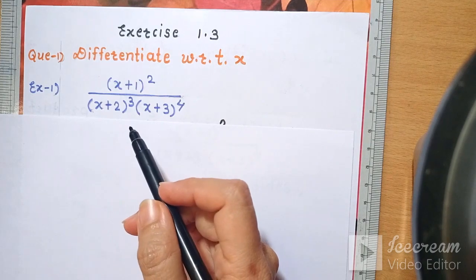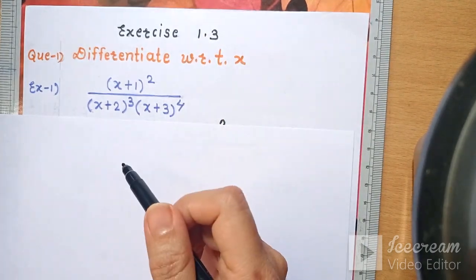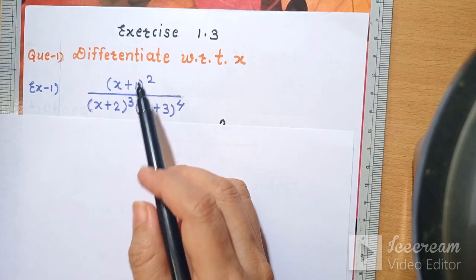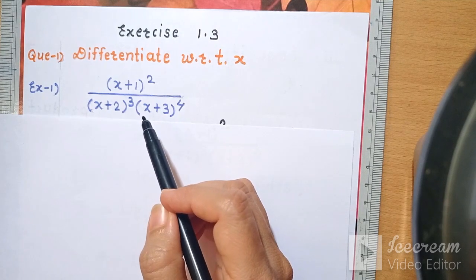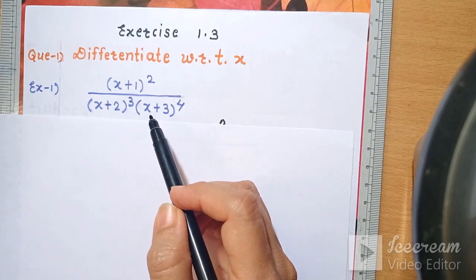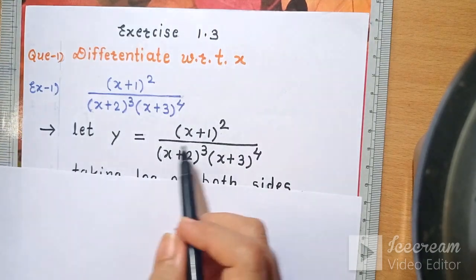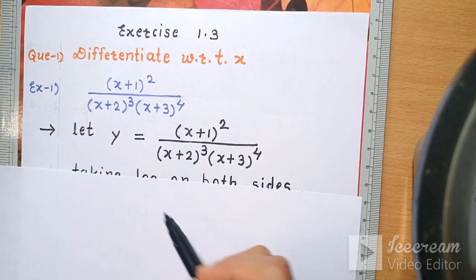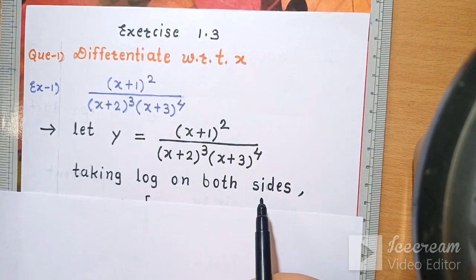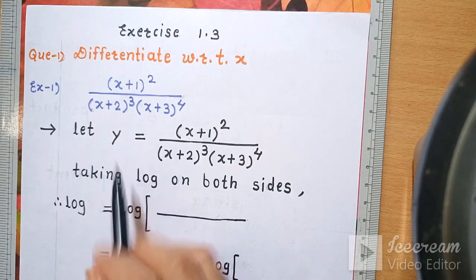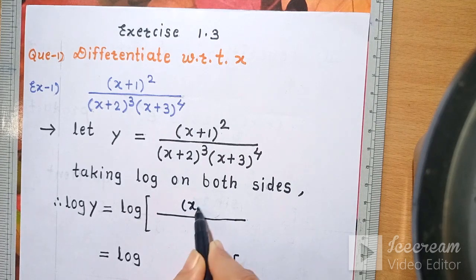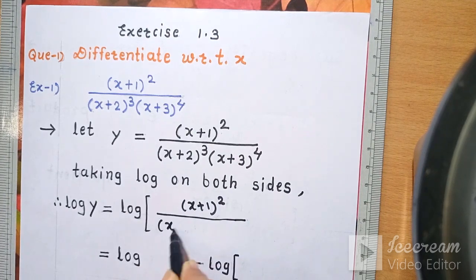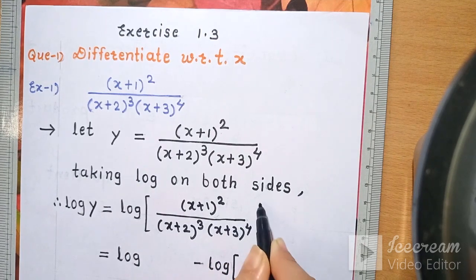Now let's solve the first example from exercise 1.3. Now observe the function. We can see this in quotient form, so we will use logarithmic differentiation here. The first step is as usual, let y be equal to this whole function. Now we take log on both sides. So log y is equal to log of this whole function: log of (x plus 1) squared upon (x plus 2) cubed (x plus 3) raised to 4.